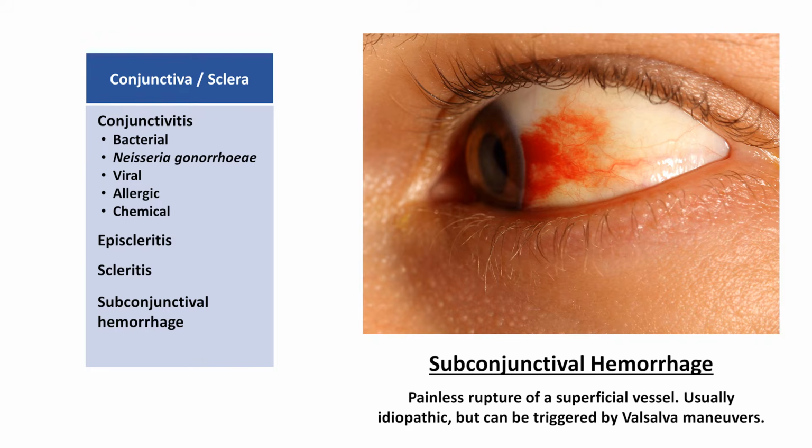A situation in which a subconjunctival hemorrhage may not be benign is when it's circumferential around the entire cornea, which suggests trauma and possible rupture of the globe.